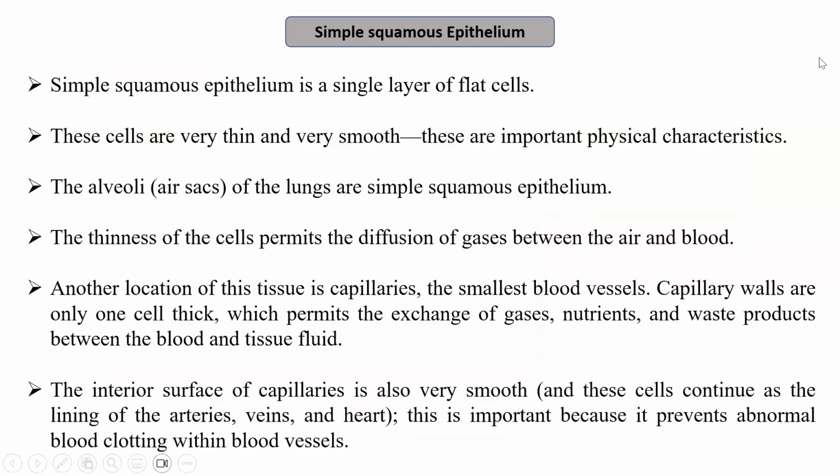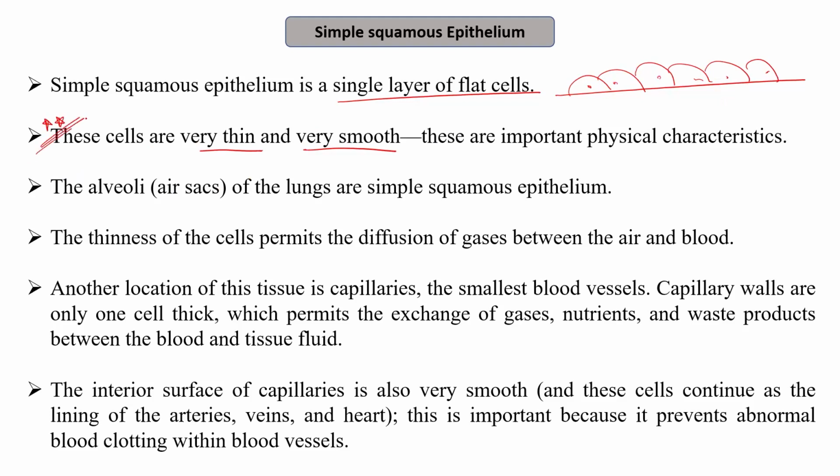So starting with simple squamous epithelium. Simple squamous epithelium, as the name mentions, is a single layer of flat cells. These cells are very thin and very smooth, and these are the important physical characteristics of simple squamous epithelium. Alveoli, for example, the air sacs of the lungs, are lined by simple squamous epithelium.